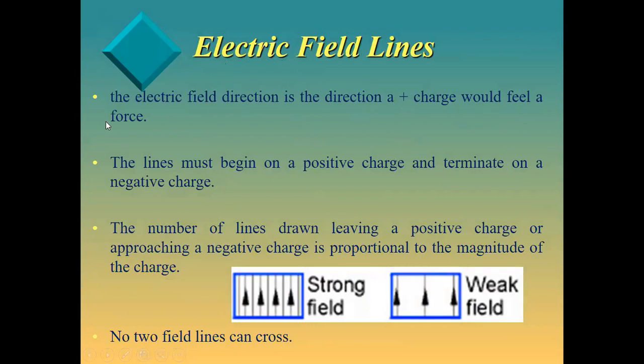Electric field lines. The electric field direction is the direction in which a positive charge would feel a force. The lines must begin on the positive charge and terminate on the negative charge. The number of lines drawn leaving a positive charge or approaching a negative charge is proportional to the magnitude of the charge, and no field lines can cross.